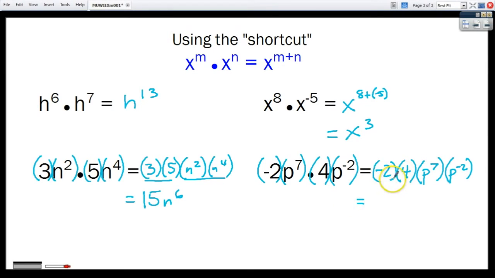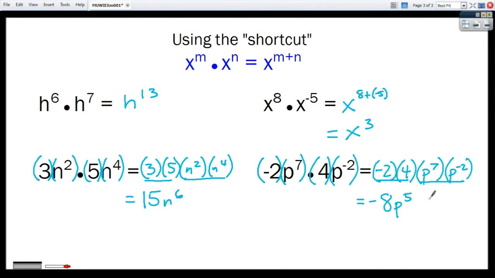Here, we treat our normal numbers as normal numbers, just negative 2 times 4. Don't mix it up with a shortcut, we're just multiplying here. So negative 8. But then here we've got exponents, p to the 7th, p to the negative second. We add the exponents, 7 plus negative 2, or 7 minus 2, is 5. So we get negative 8 p to the 5th.